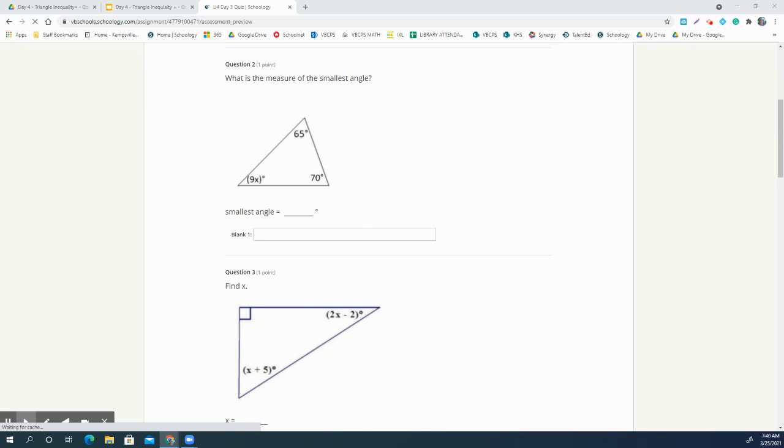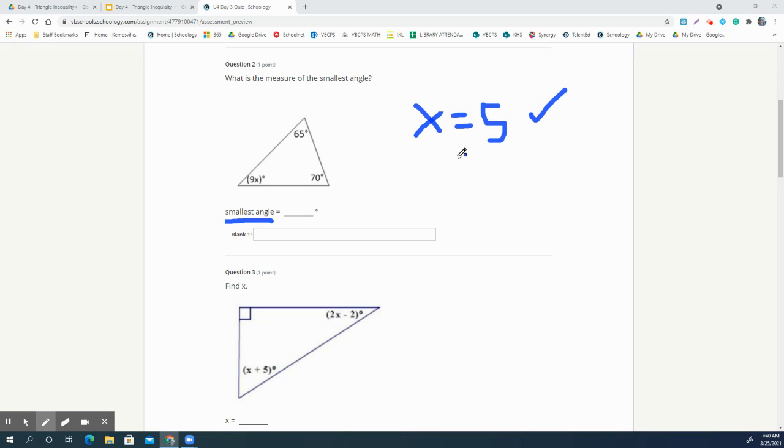Question number 2. Most people who got this one wrong got x equals 5. X does equal 5. If you set these all equal to 180 and you add it up, x does. Why is that not the right answer? It asks what the smallest angle is. So this is what I mean when I say you can do all of the correct work and get a correct answer, just not get the correct answer.